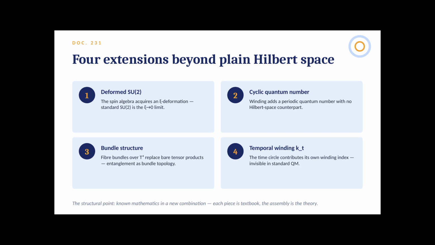Slide 40. Beyond the standard picture, 4 genuinely new features. 1. A deformed version of the spin algebra SU2. It picks up a Greek xi deformation, with ordinary SU2 as the limit when Greek xi goes to 0. Tiny corrections at high energy, identical physics at low energy. 2. A new discrete quantum number, born from the torus's periodicity, with no counterpart in standard quantum mechanics.